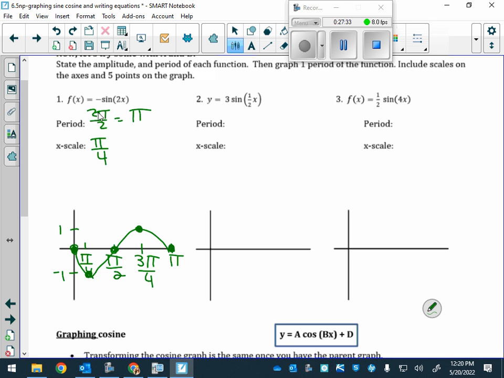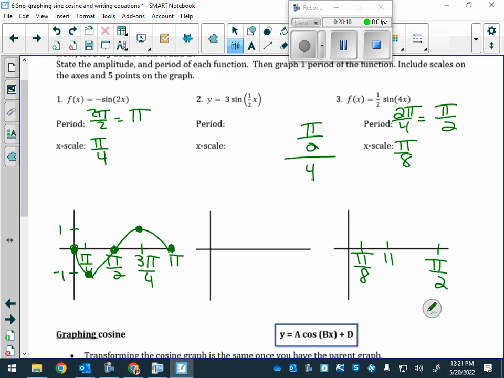What's the period? Pi over 2. It's 2 pi over 4, which is pi over 2. What are the increments? Pi over 8. Because you take pi over 2, divide by 4, which is multiplying top and bottom by 1/4. That's how we get the pi over 8. So after pi over 8, what comes next? Pi over 4, excellent. And then what?